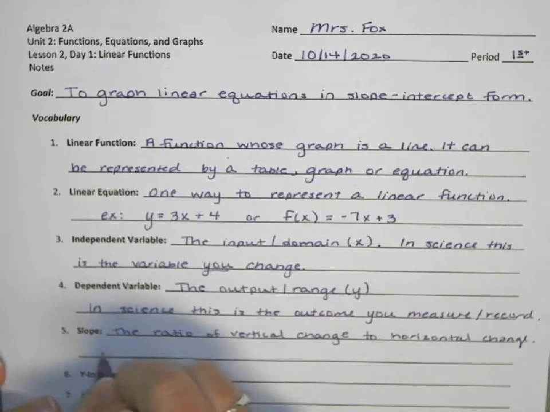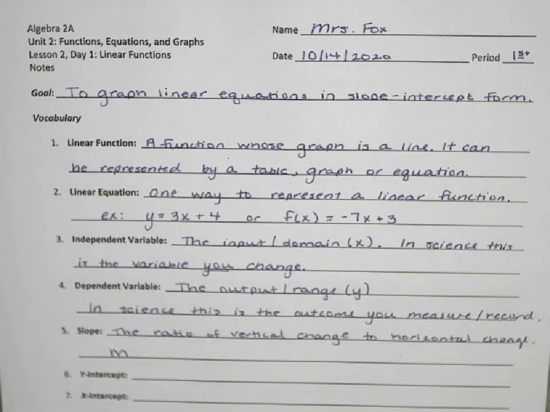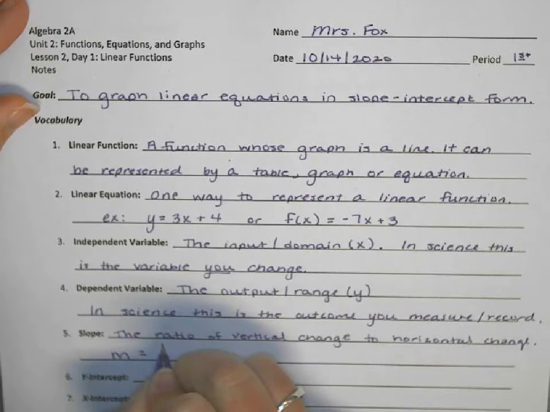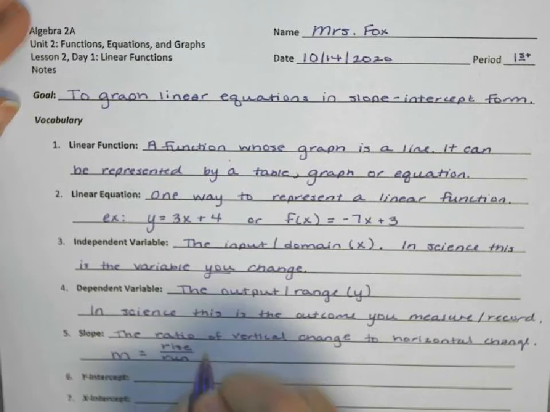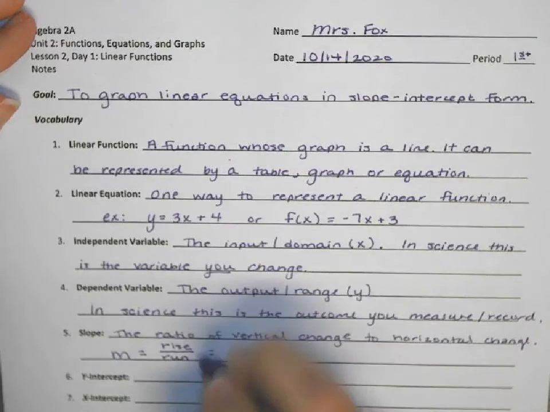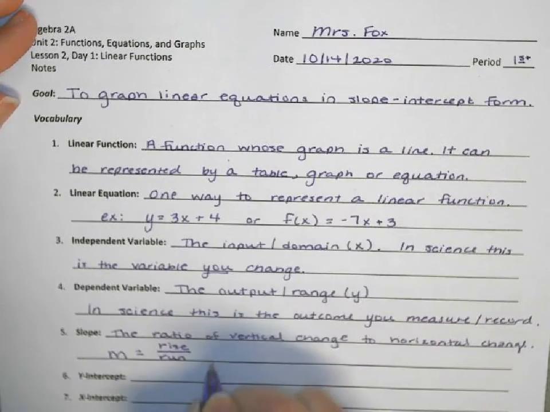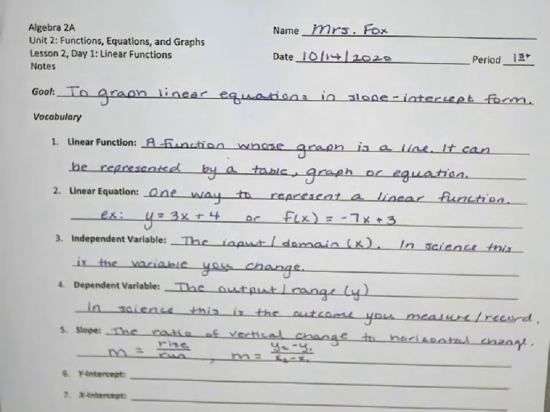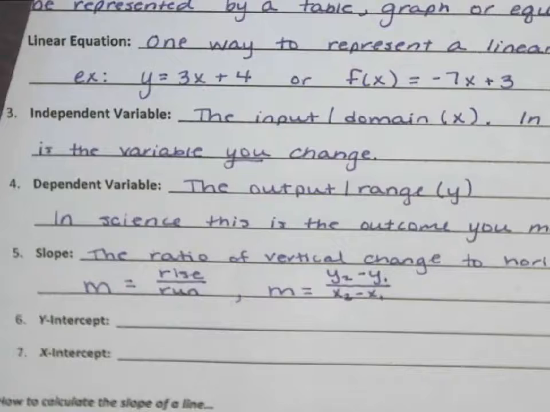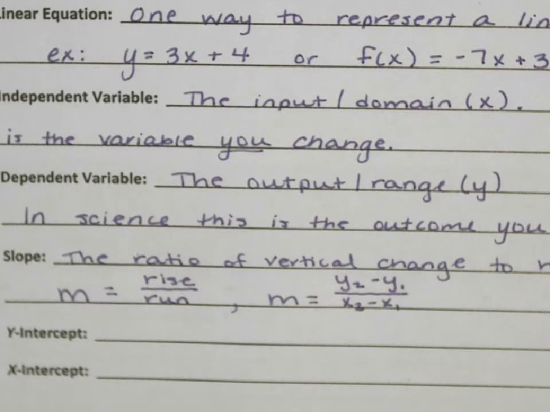We often use an m to talk about it. So m is equal to rise over run. The formula we use to find it is m equals y2 minus y1 over x2 minus x1. Now, don't write those as exponents. You want to make sure they're written down below. They just mean that those are the two different y values.